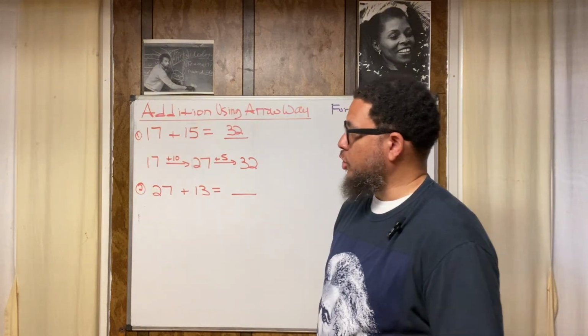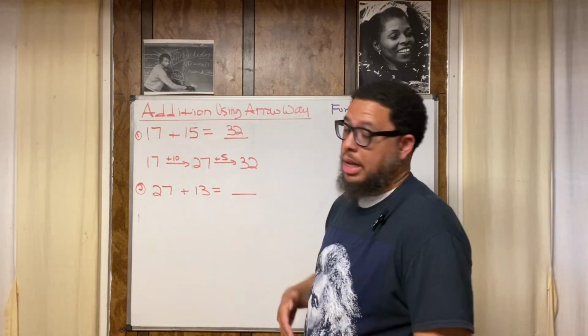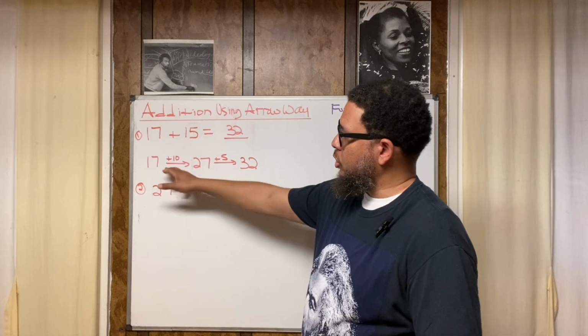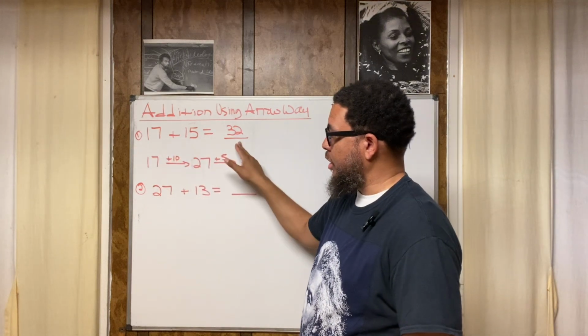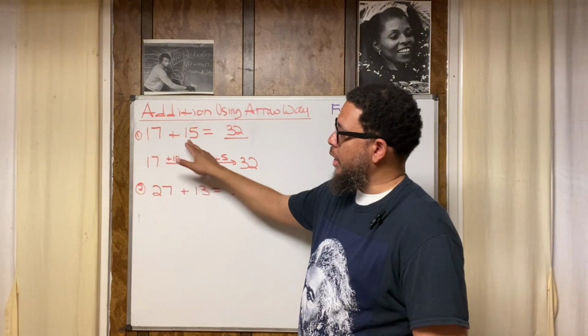All right. So the first one says 17 plus 15. That's equal to 32. Now, how did I get that answer? Using the arrow way, though, right? Arrow way, what you do is you start with your first add-in, right? This is an add-in, this is an add-in, this is our sum. You start with your first add-in, you write it down. We got 17. And then we're going to add 15.